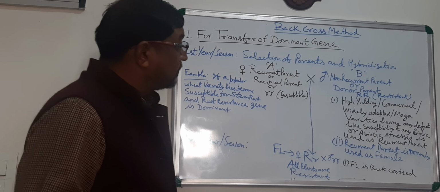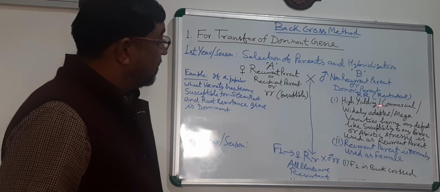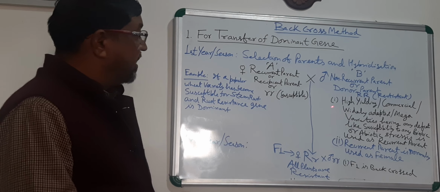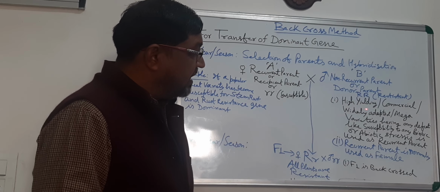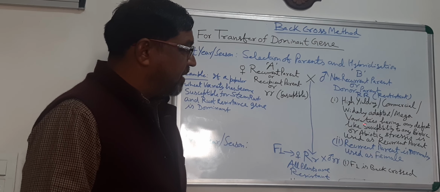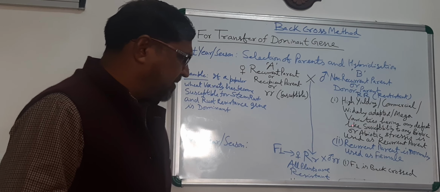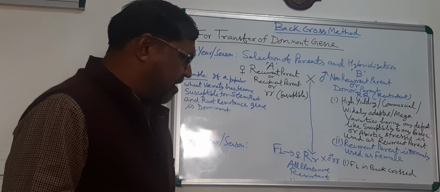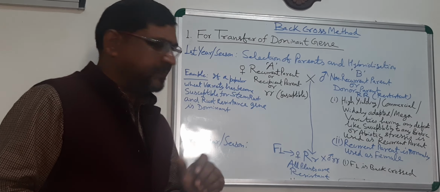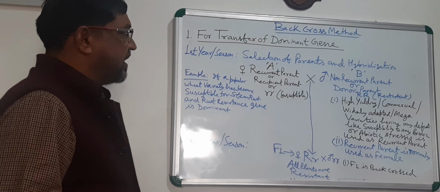So here I have explained that a high yielding commercial or widely adapted mega variety having any defect, like susceptibility to any biotic or abiotic stresses, is used as a recurrent parent. Recurrent parent is normally used as female, which I have already explained.